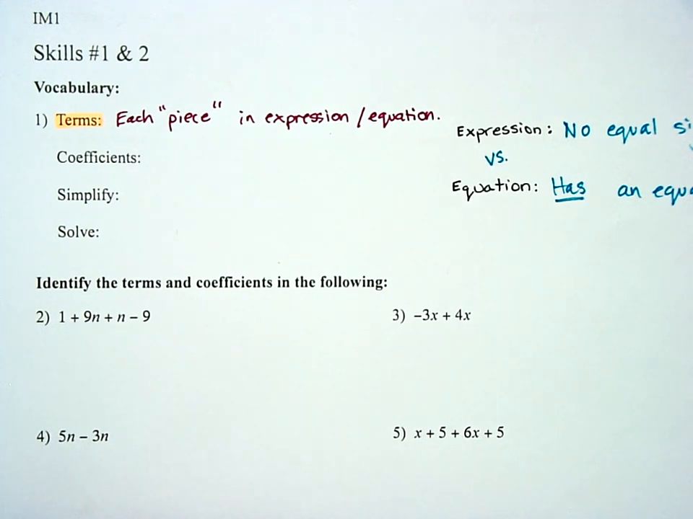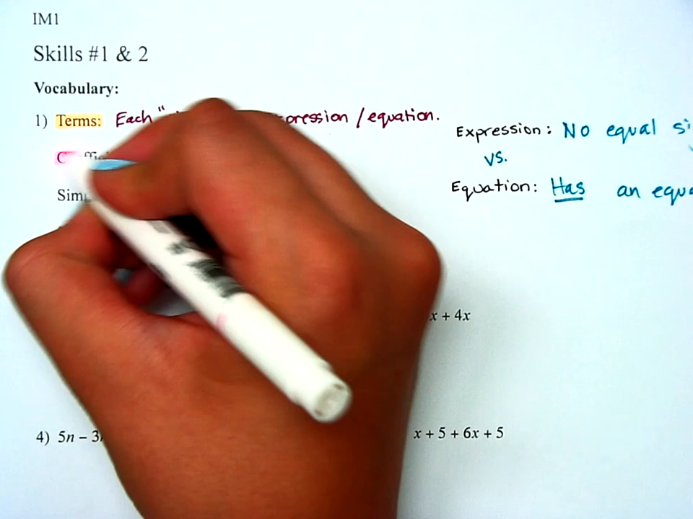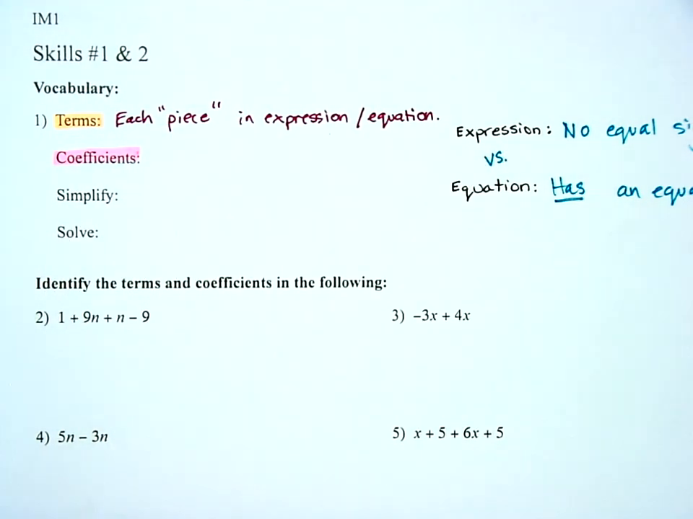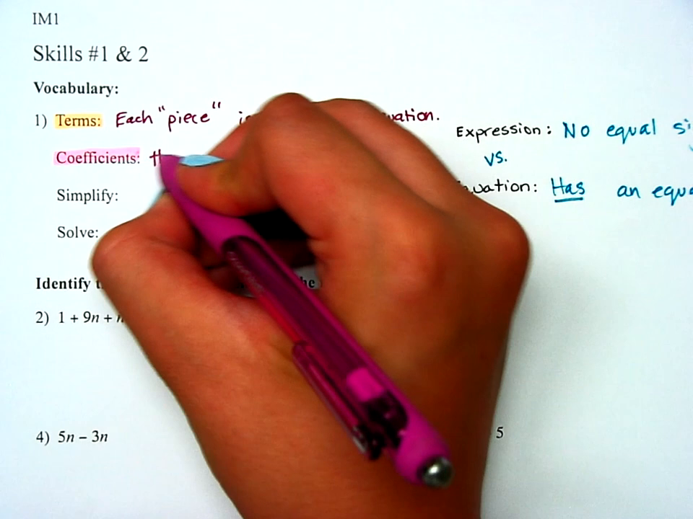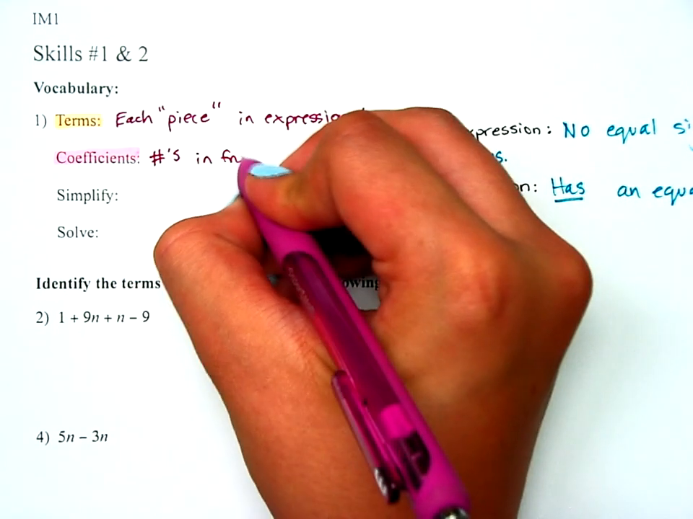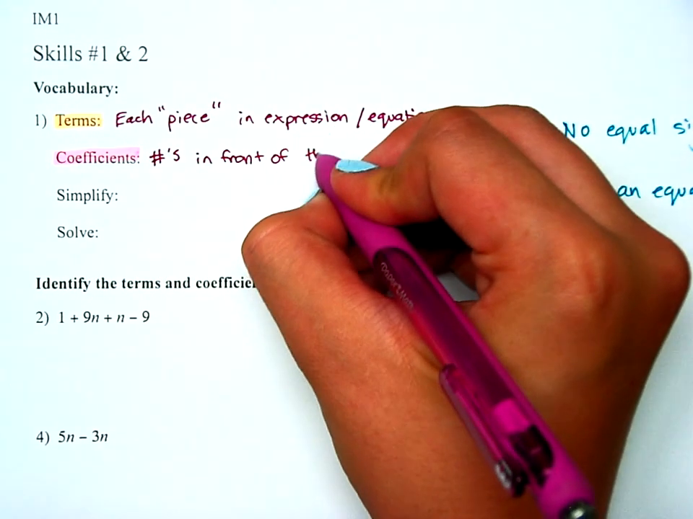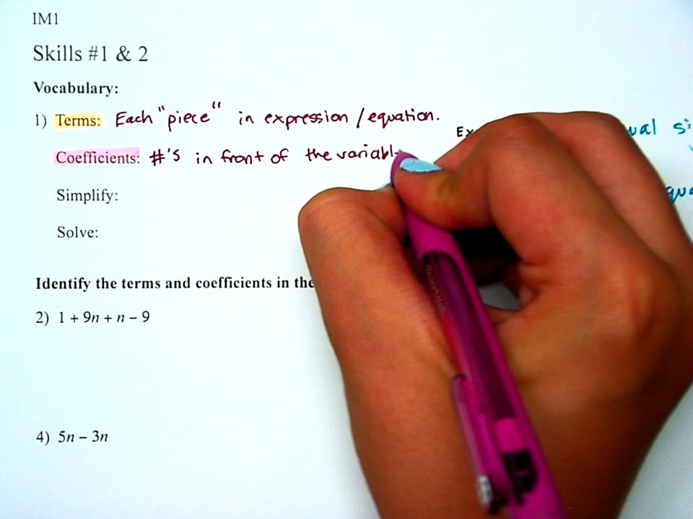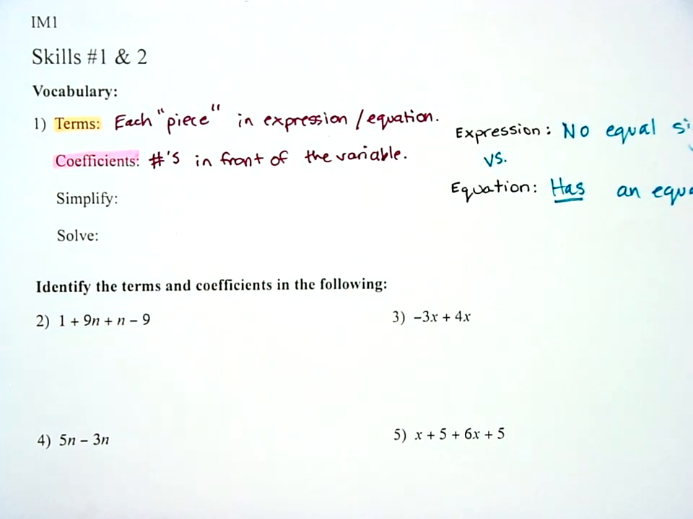Okay, the next one is our coefficients. A lot of students get mixed up on these, and that's okay. We will practice on this. Coefficients are the numbers in front of the variable. It's actually the number or the sign that's multiplied by the variable. Okay, that's why it's right in front.